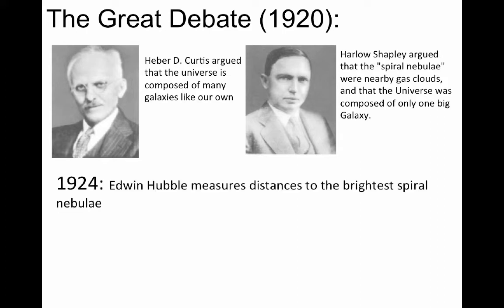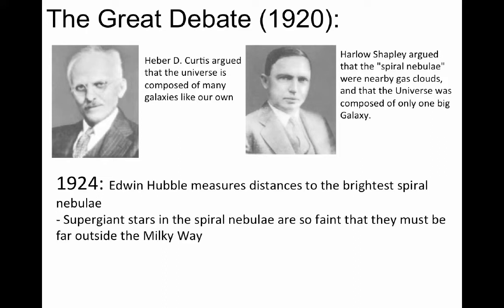The issue was settled in 1924. Edwin Hubble measured distances to the brightest spiral nebulae by using Cepheid variables within those nebulae. He identified supergiant stars in the spiral nebulae and figured out that they're so faint that the nebulae themselves must be far outside the Milky Way, therefore settling the issue.